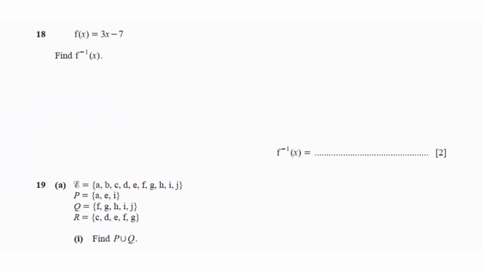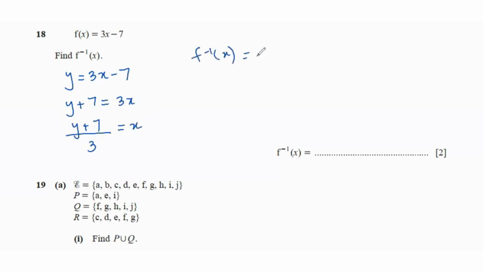Function f of x is 3x minus 7. Find the inverse. So start with putting 3x minus 7 equal to y first. Then bring the 7 to the other side so that we can make x the subject. So y plus 7 divided by 3 equals x. Replace x with f inverse x and y with x. So we have x plus 7 over 3. That is the inverse of this function.